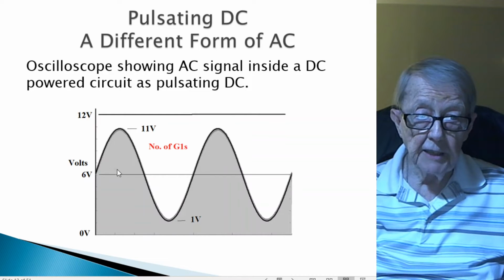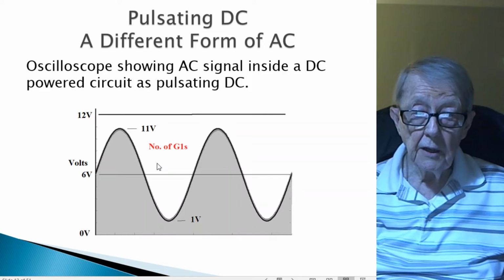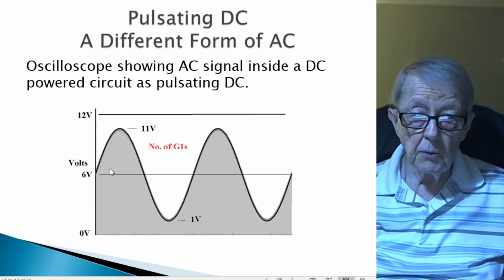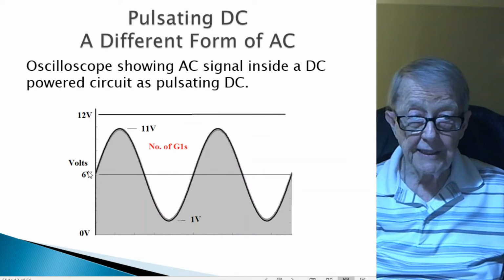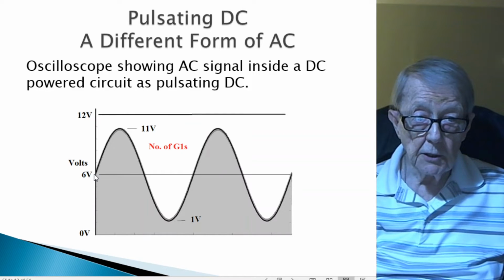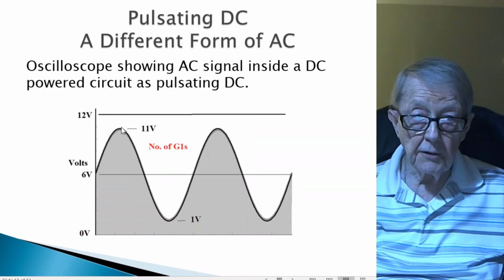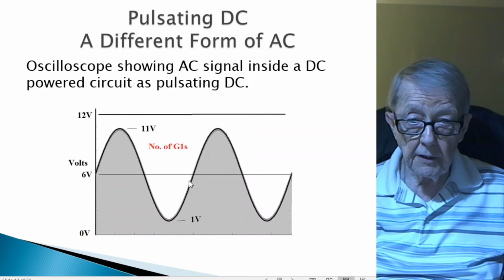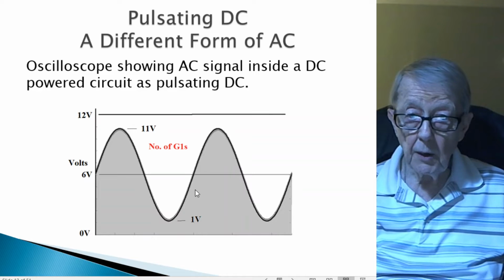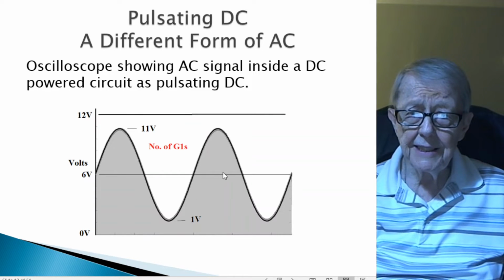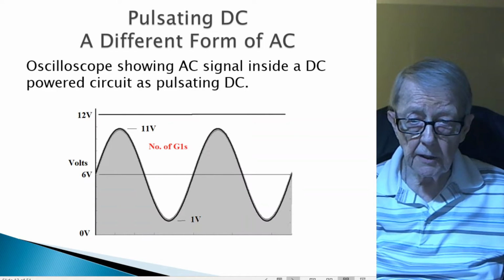You can conceive of this as the number of G1s flowing. I typically use the ratio of 10 G1s to make 1 volt, so this would be 60 G1s flowing. Then the circuit increases it so that 110 are flowing, then 10, then 60, and so on. Pulsating DC inside a circuit.